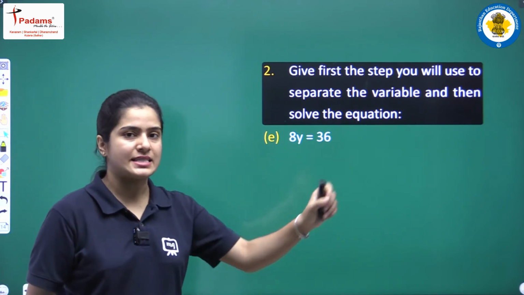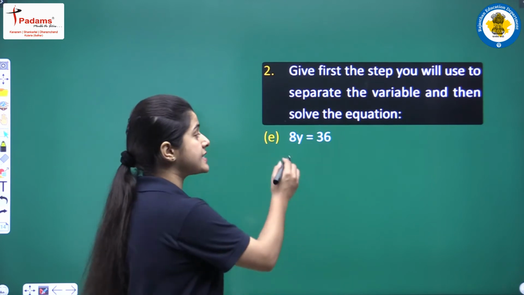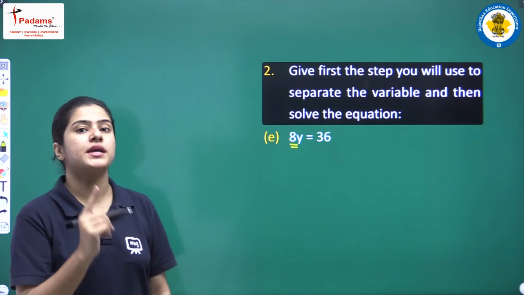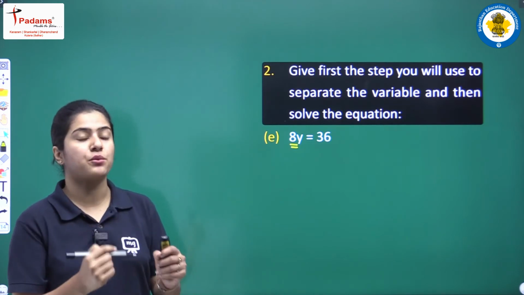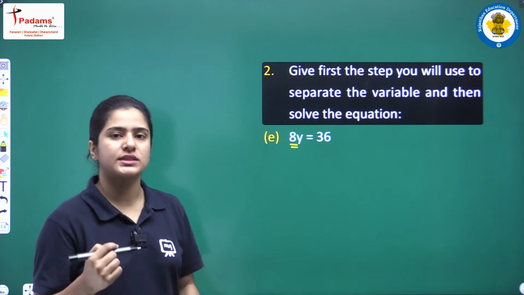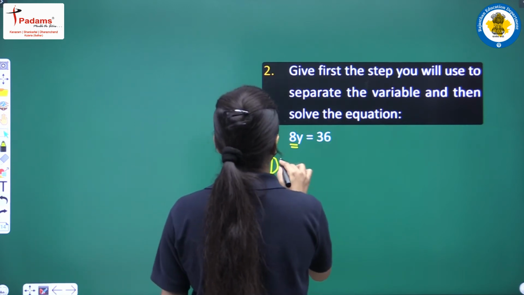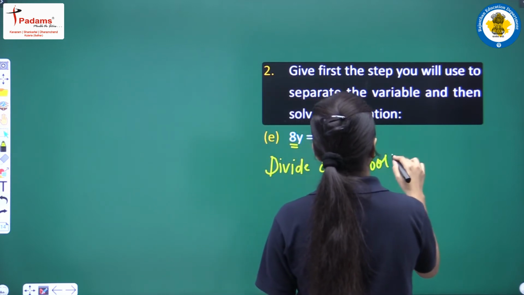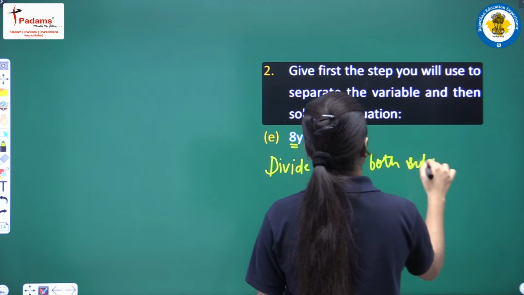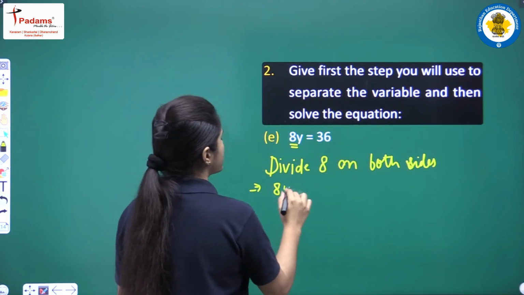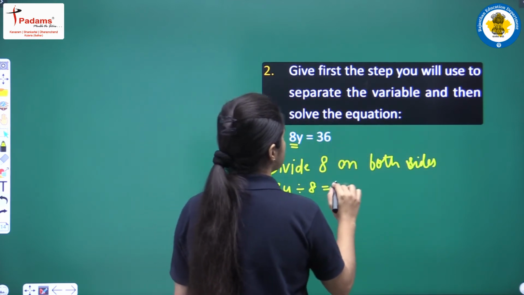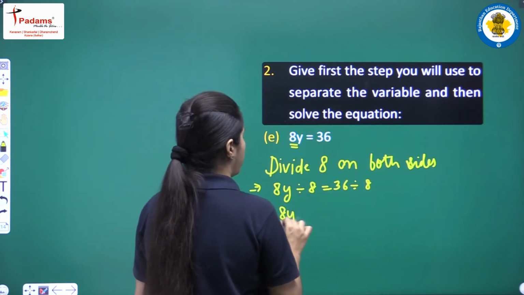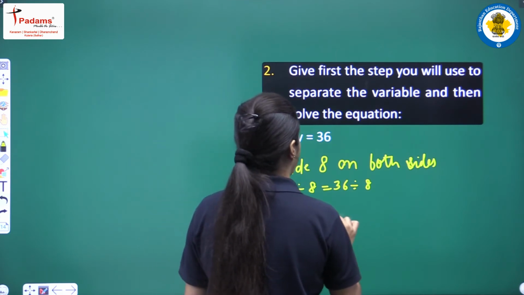8y is equals to 36. Okay students, now this 8 is in multiplication with the variable. So the first step in which we have to separate the variable, we have to divide by 8 on both the sides. Now students, 8y divided by 8 is equals to 36 divided by 8.